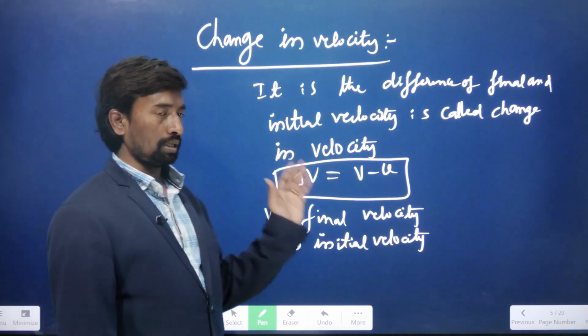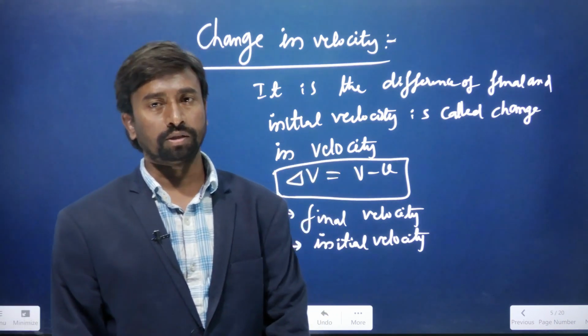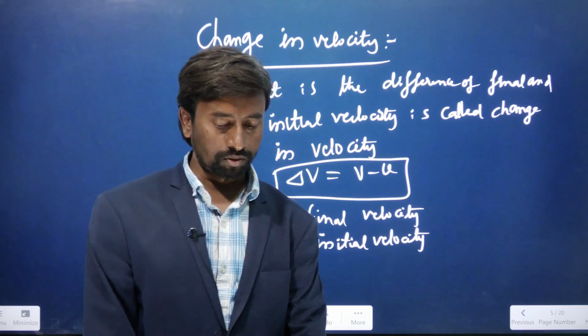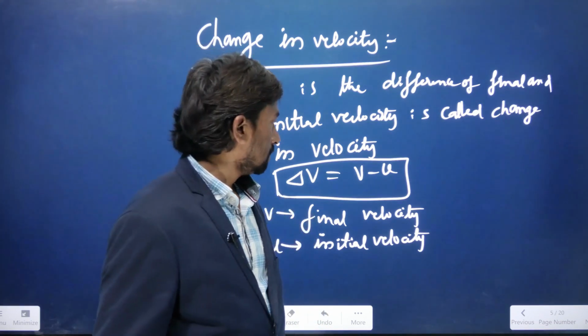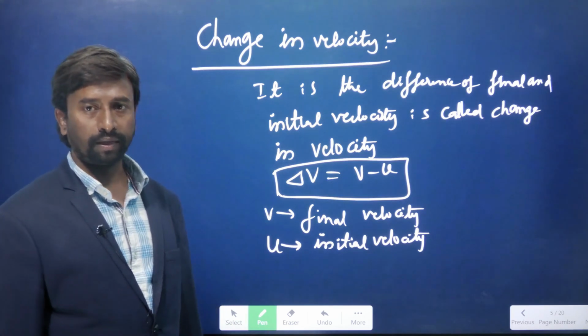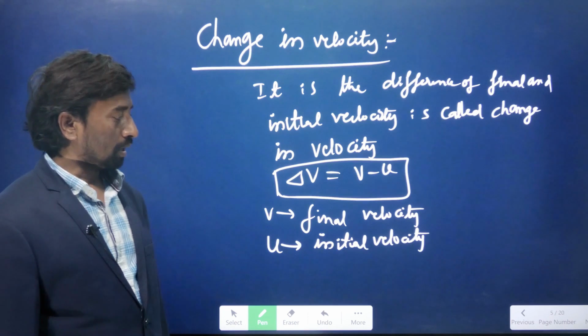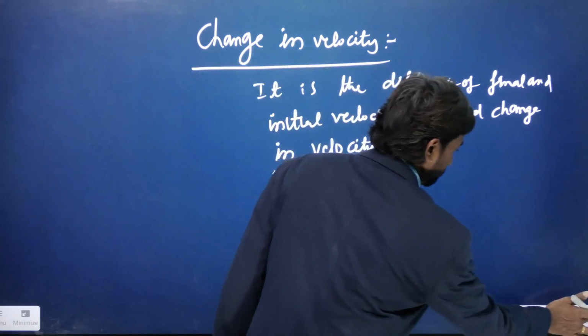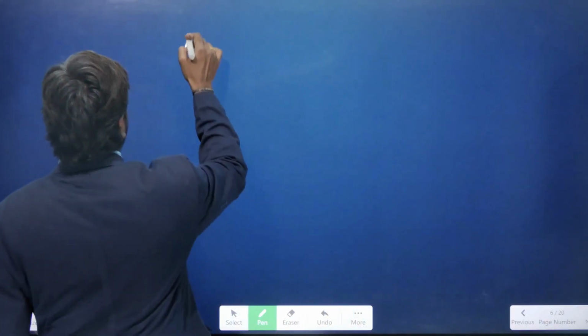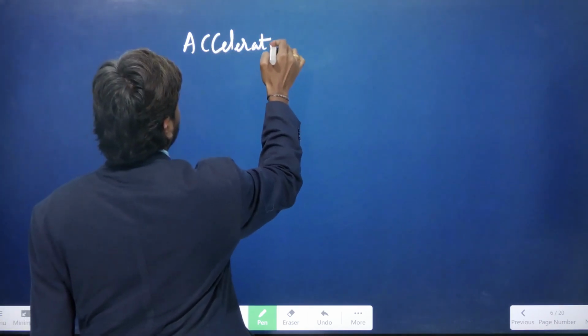Change in velocity has the same units as speed and velocity. The dimension formula is also the same, and this is also a vector quantity. All the units and dimensions are the same as the speed and velocity. That is the change in velocity. And the next term we are going to see, that is an important one. It is the acceleration.